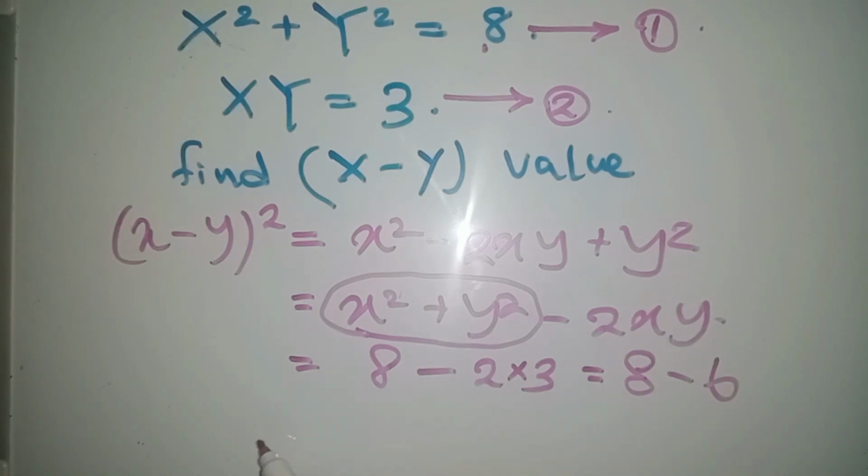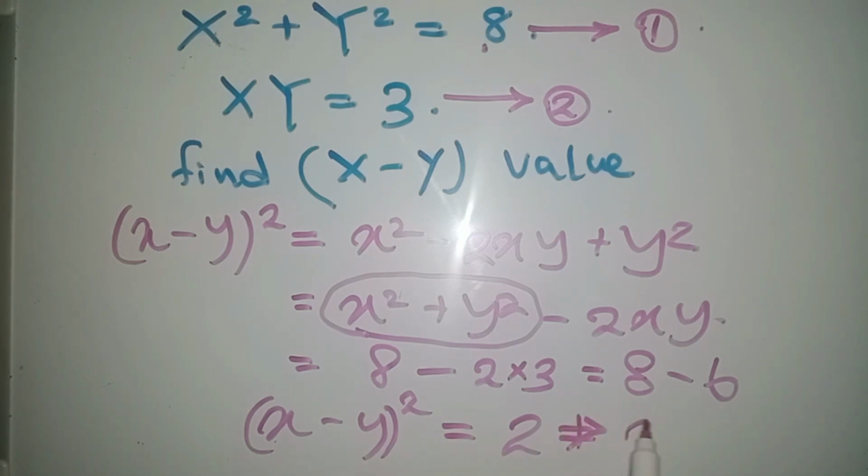Then I can rewrite this total expression as (x minus y) second power equals 2. Then I can take the x minus y value as x minus y equals square root 2.